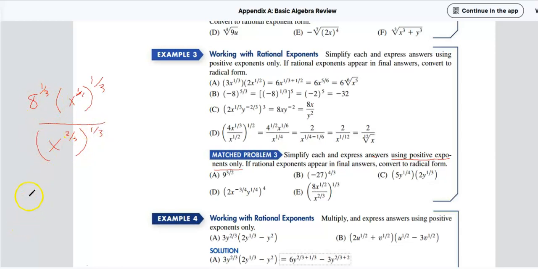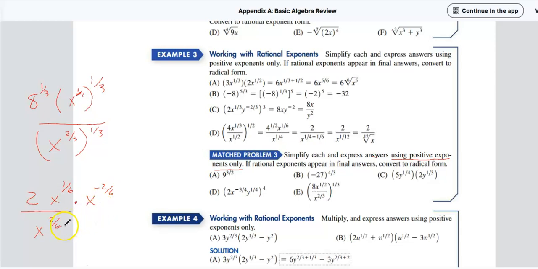Well, 8 to the 1/3 is just the cube root of 8, which would be 2. X to the 1/2 times 1/3: I'm going to multiply 1/2 times 1/3, which ends up being x to the 1/6 power over x to the 2/3 times 1/3, and that's going to be x to the 2/6 power on the bottom here. Okay, we'll have an x over an x, so I want to bring this one up, and I'm going to multiply it with the negative 2/6. Oh, I'm sorry, this just becomes 1/3.